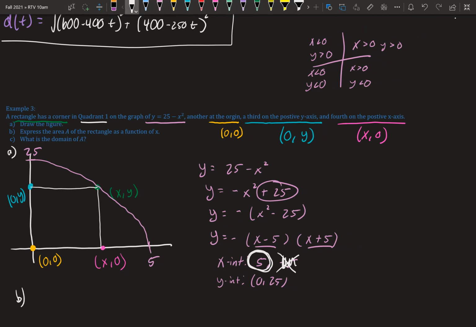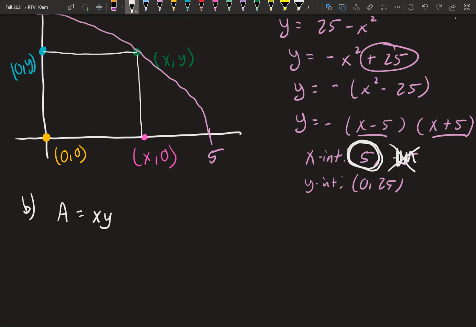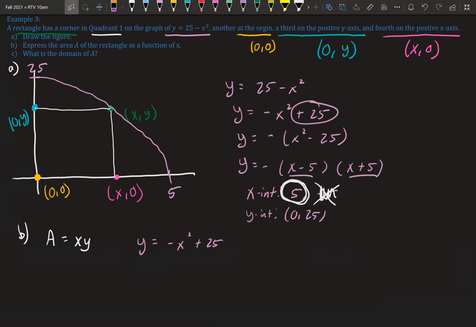Express the area A of the rectangle as a function of X. So area stands for X times Y. We're also given another equation, Y equals -x² plus 25. It wants us to express the area of the rectangle, so we use the equation that this rectangle touches. If we want area, we plug this into area, just like when we did perimeter and area in that question from chapter 4, where we plugged perimeter into area because that's what it wants. It wants area, so we plug it into area.